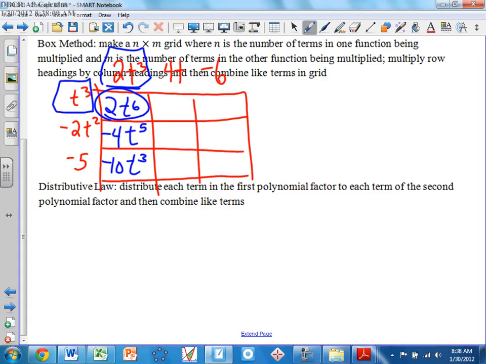Fill those in. Then afterward, you can combine all the like terms that you see. I'll give you about 30 seconds to start, then I'll start filling them in so you guys can check. 30 seconds.